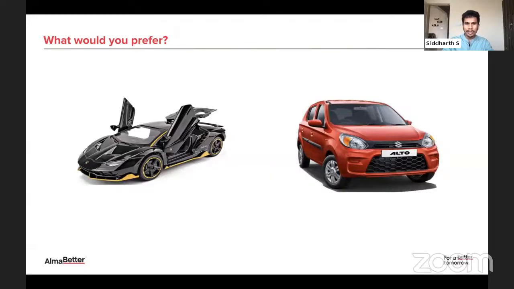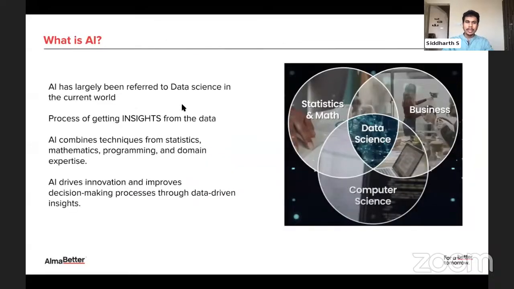Okay, so now let's move on. First, before we get into e-commerce, what is AI, and why is there so much buzz about AI? That is what we will cover.